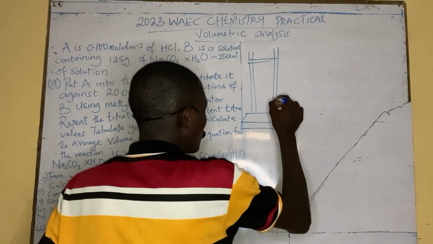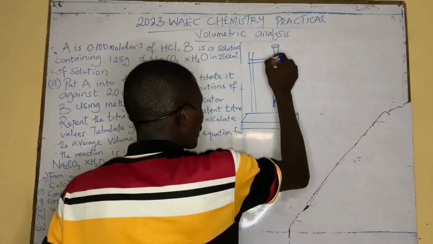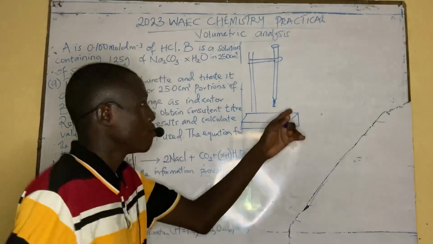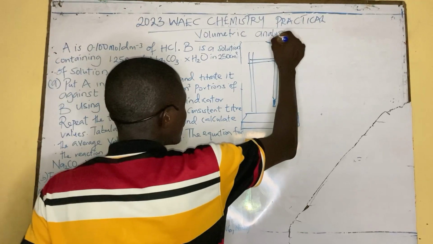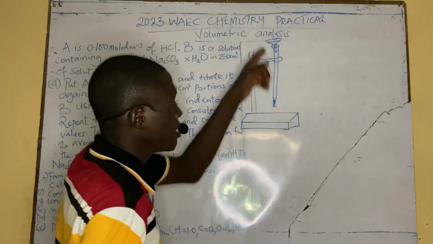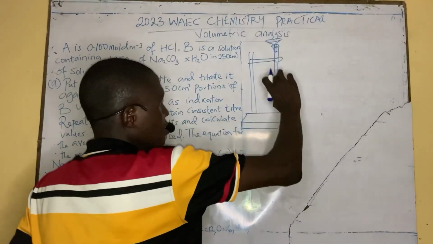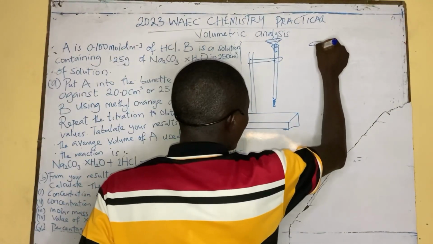If you haven't seen one before, you can check my YouTube channel also to see the video on that titration. So now this is the burette. You are going to clamp your burette, and then you fill it with acid. This is your funnel. You put the funnel and then you fill in your acid. Don't forget your acid will be labeled as what? A.